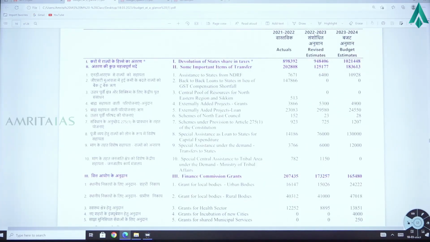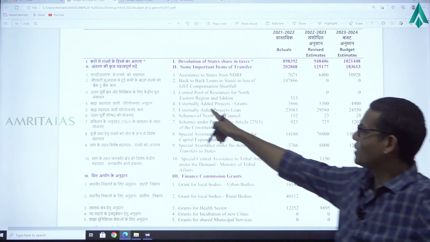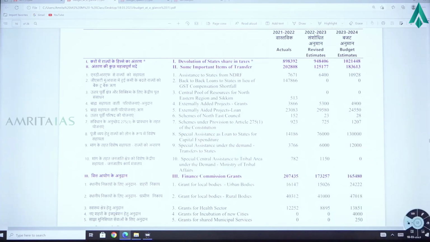Assistance to states from NDRF. So some disaster response funds, externally aided projects grants. Okay, anyway, these are not required, but for your understanding I am giving this 4 and 5. Externally aided, actually they should have written aided, they have written added. Okay, below they have written aided. What is this externally aided project?